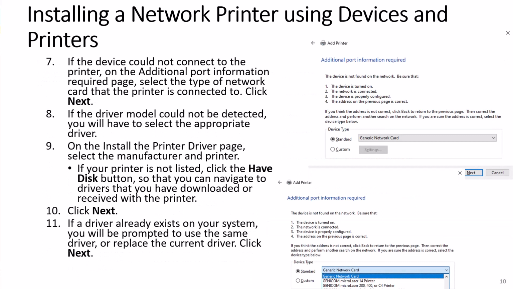If the device cannot connect to the printer, on the Additional Port Information Required page, select the type of network card that the printer is connected to and click Next. If the driver model cannot be detected, you'll have to select the appropriate driver. On the Install the Printer Driver page, select the manufacturer and printer. If your printer is not listed, click the Have Disk button so that you can navigate to drivers that you have downloaded or received with the printer. Click Next. If a driver already exists on the system, you will be prompted to use the same driver or replace the current driver. Click Next.